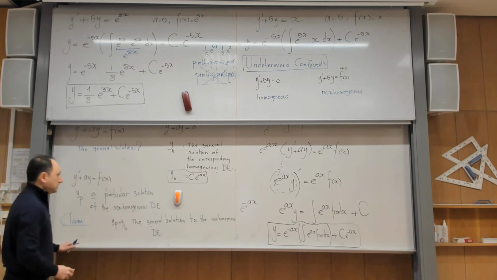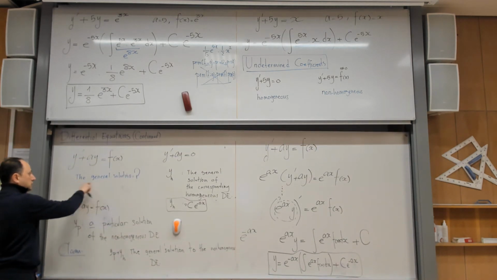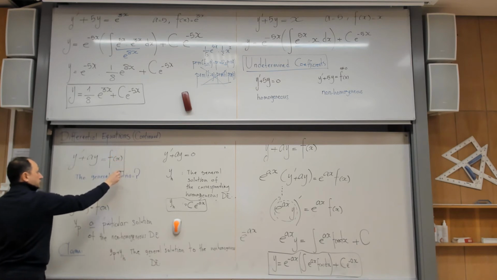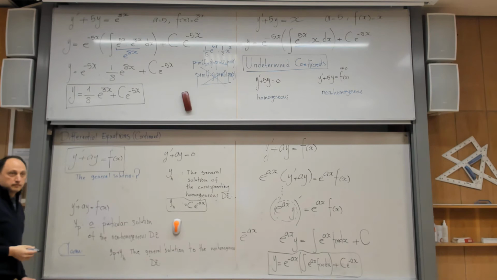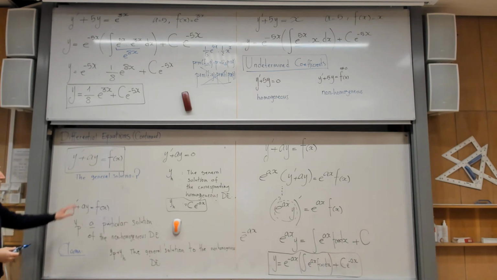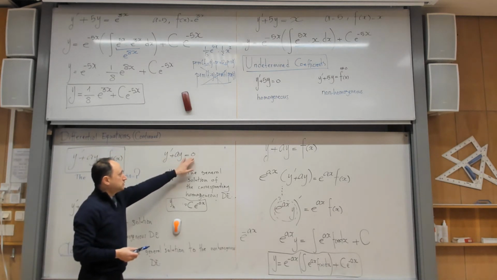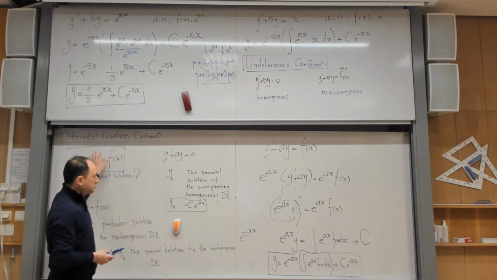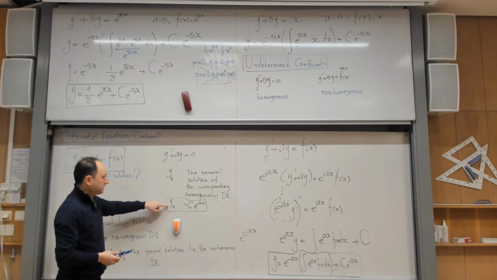So let me just repeat. Your goal is to find the general solution of this non-homogeneous one. What I am telling you is ignore f of x and replace it with 0. This becomes the homogeneous one which corresponds to this. And you already know how to find the general solution. We had the formula for it.